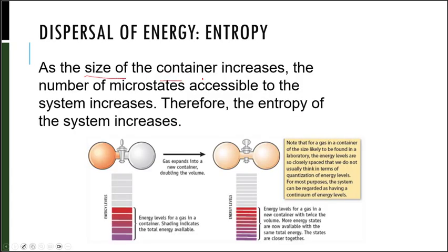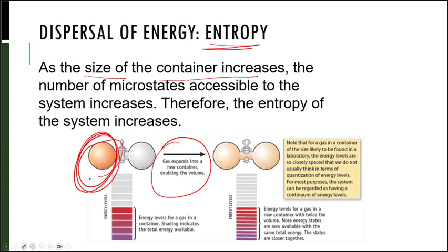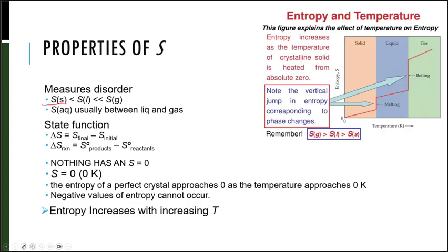As the size of your container increases, we also have greater entropy because the number of microstates accessible to the system increases. When our gas expands to go from just one side of this container to having access to both sides of the container, we are doubling the volume, and therefore our entropy increases, the disorder increases. Obviously, like we stated, gas has greater entropy than liquids and solids.